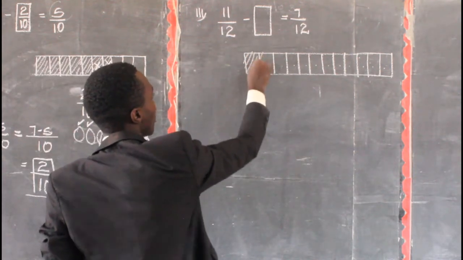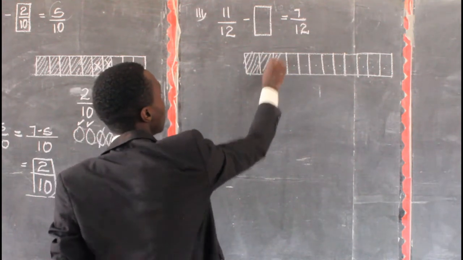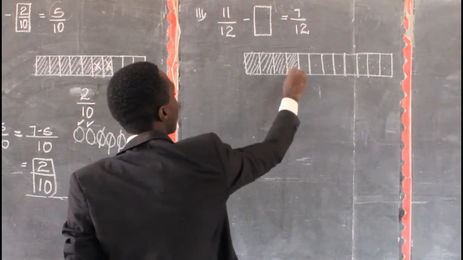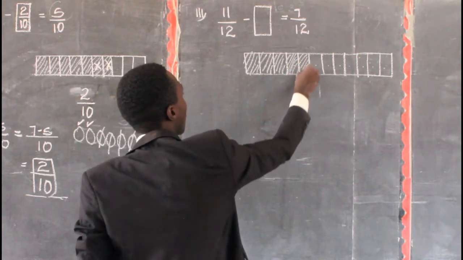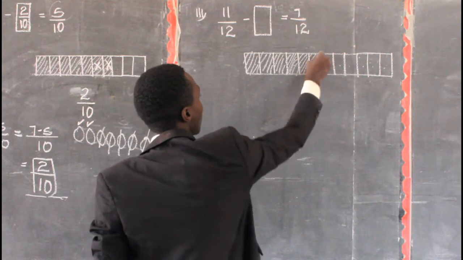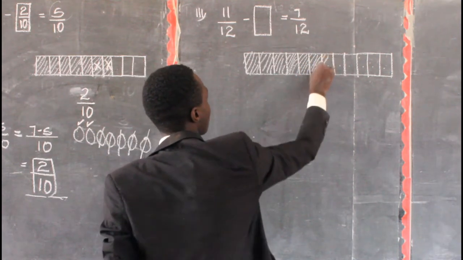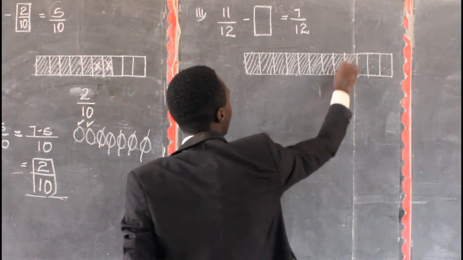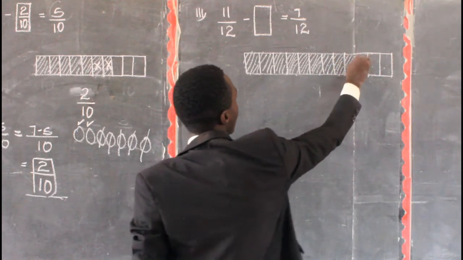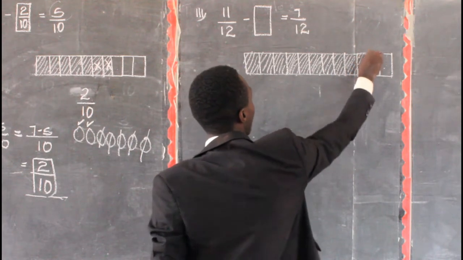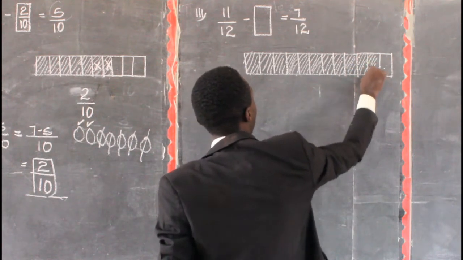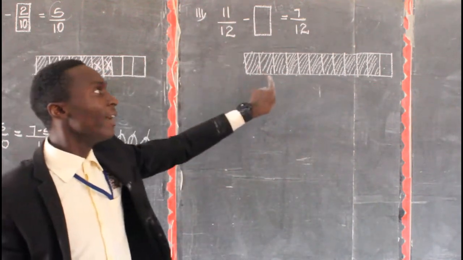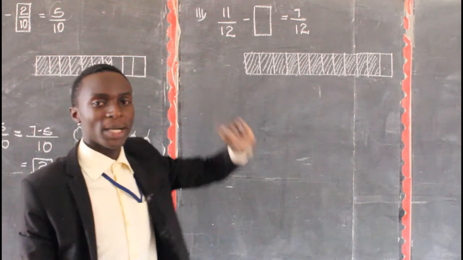This is 1, 2, 3, 4, 5, 6, 7, 8, 9, 10, 11. Now they are 11. It means that now we have this fraction, 11 parts. We have shaded 11 parts out of 12.